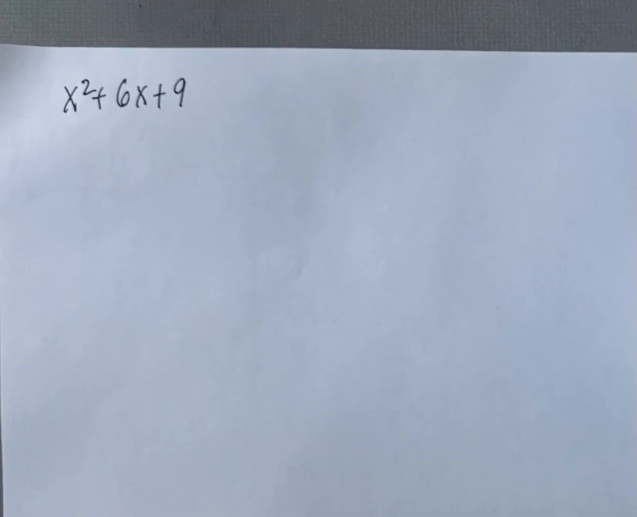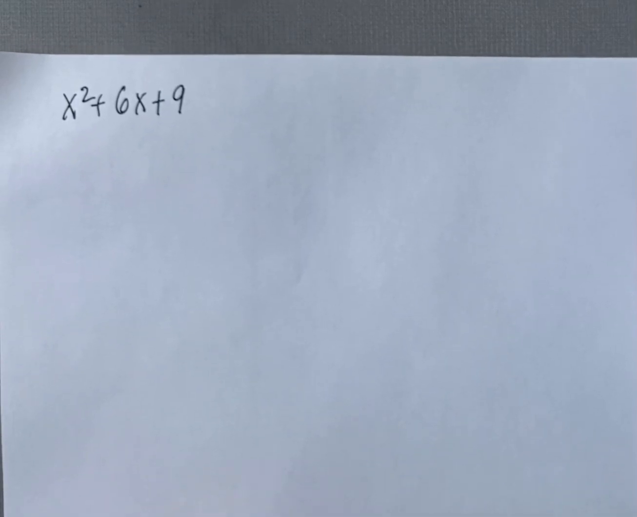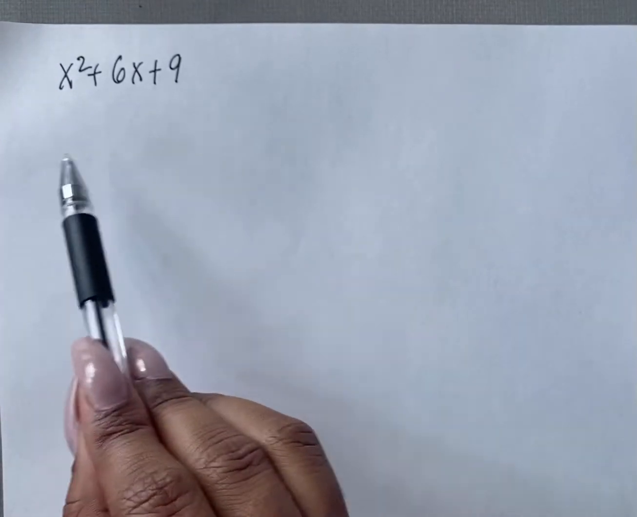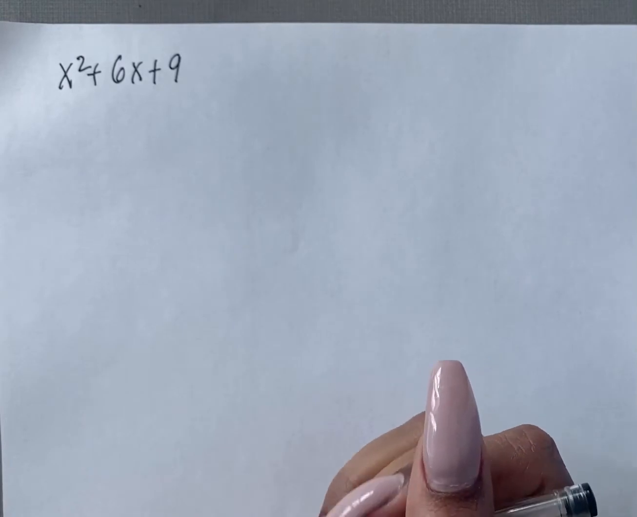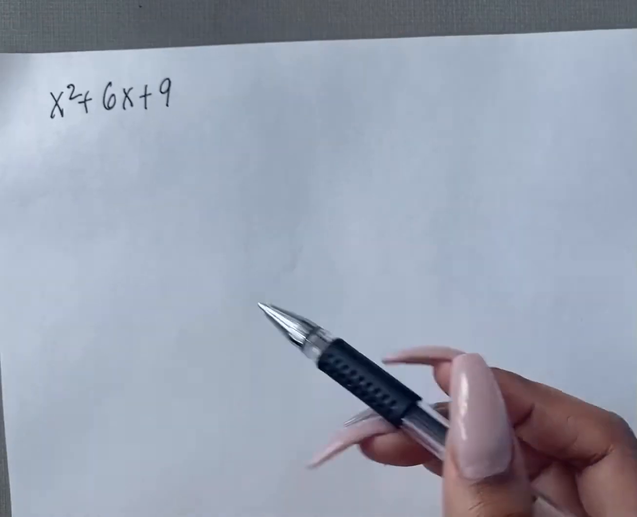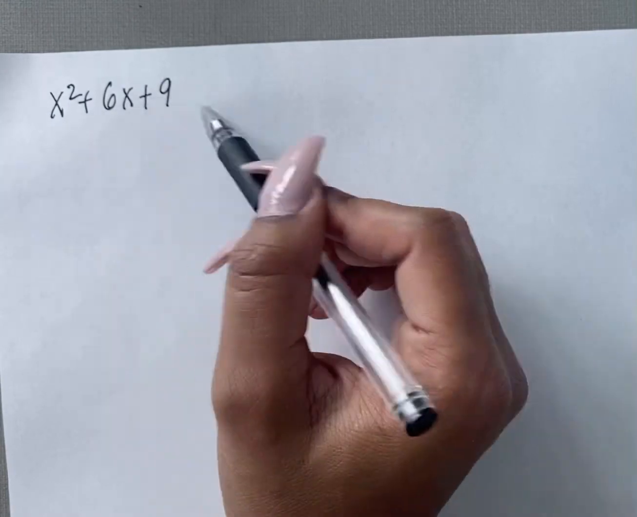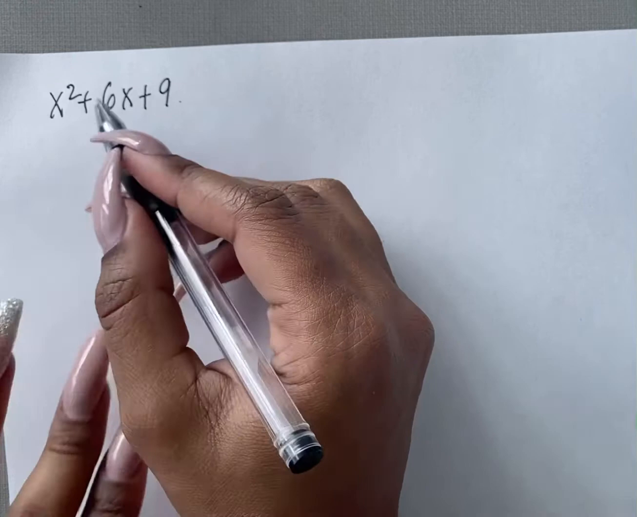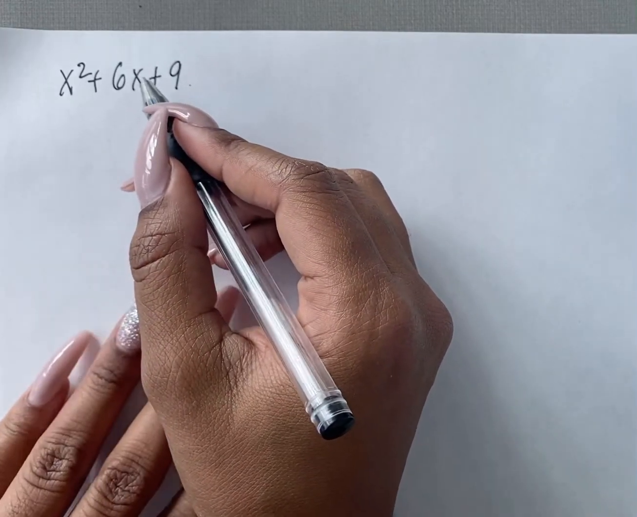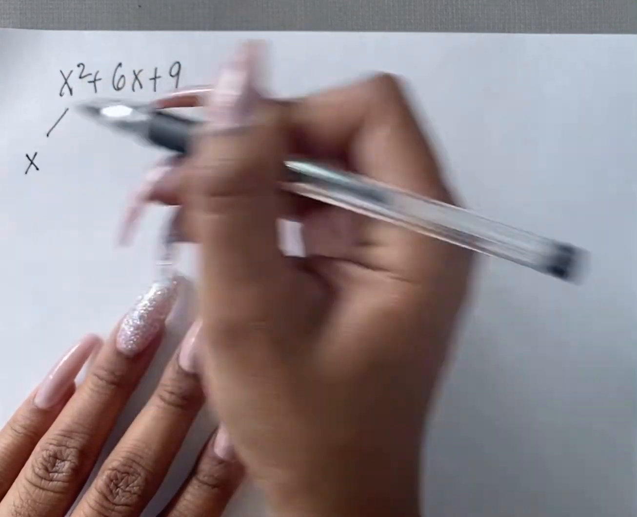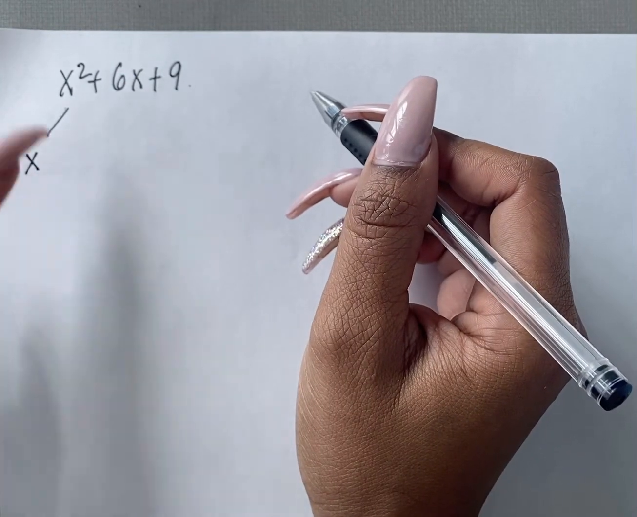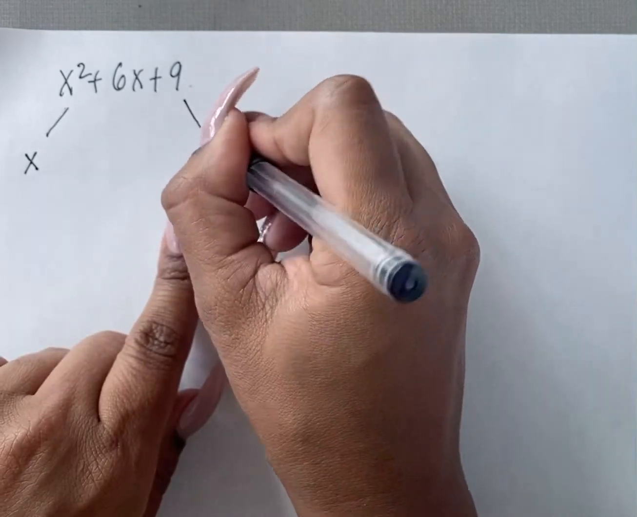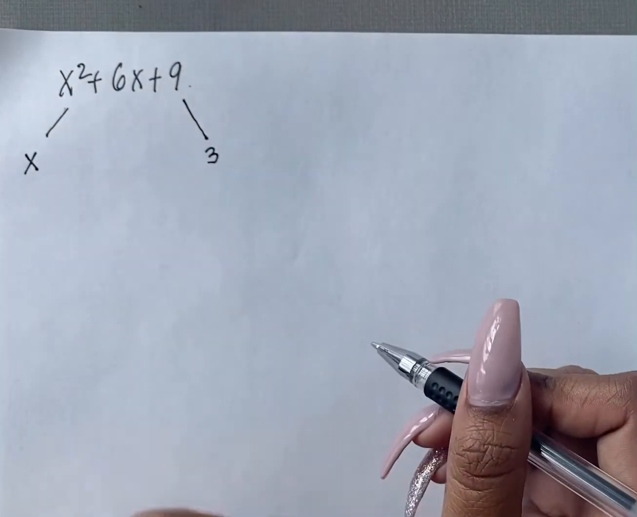Hey everyone, as we continue to talk about perfect squares, we're going to look at how I determine if this trinomial is a perfect square. The process is that the first and last terms should both be perfect squares. So x squared is a perfect square. It is the result of x times x, so I'm just going to put an x here. 9 is a perfect square. It is the result of 3 times 3.